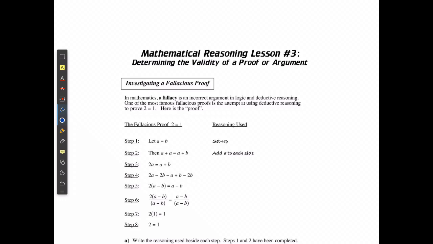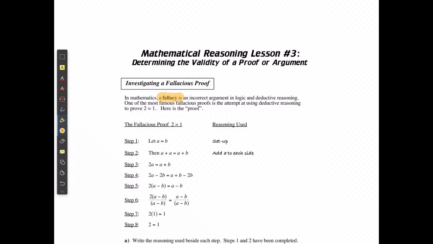Okay, so for this lesson, we're going to take a look at determining the validity of a proof or an argument. Now, when we did the deductive reasoning, we showed how we could use algebra to prove that whatever our mathematical process was, it's always going to work out to be true. When we're taking a look at the validity, we have cases of fallacious proof, where it says in math, a fallacy is an incorrect argument in logic and deductive reasoning.